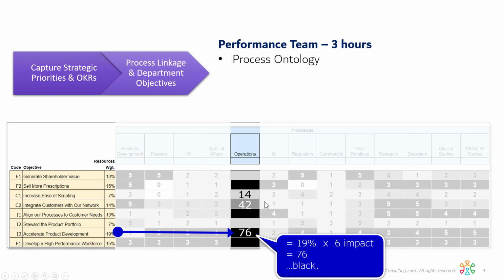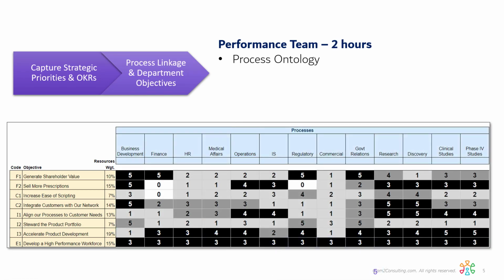So we can clearly figure out where the most important areas for our focus are. Impact times weighting tells us the critical performance nodes. So anywhere in this chart where there's a black box, that's a critical performance node. So for example, if I were working in finance, I'd need to have obviously an objective or key result on my contribution to shareholder value, accelerating product development, and developing high performance workforce. In operations, like we just saw, we need to make sure that we have an OKR around selling more prescriptions, aligning our processes to customer needs, and so forth.